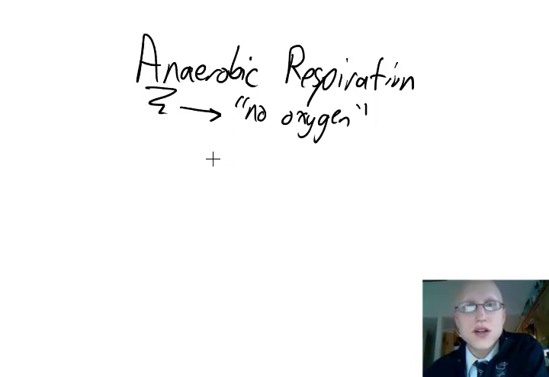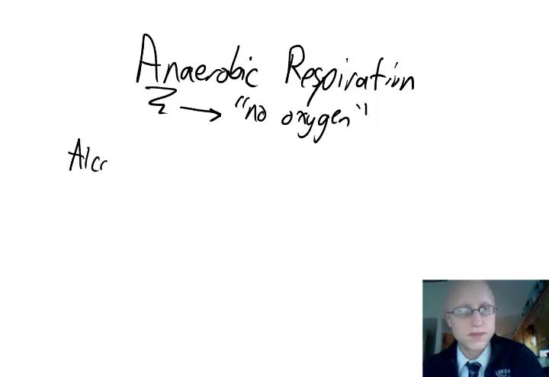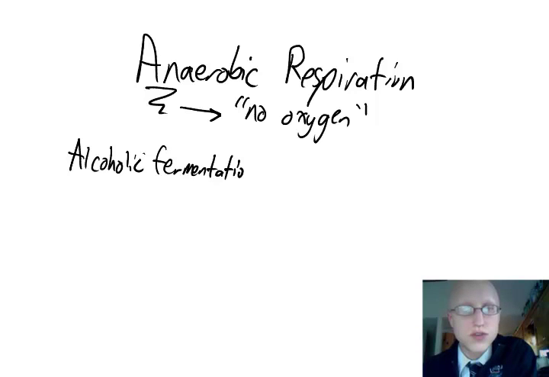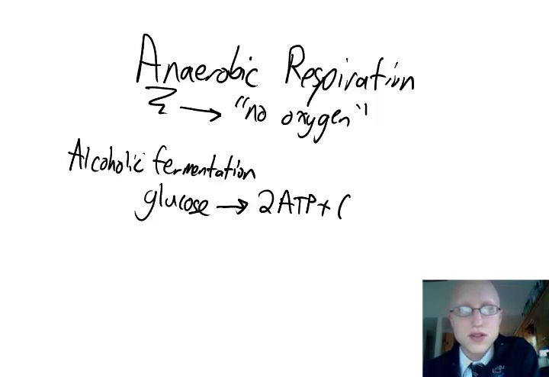Anaerobic respiration comes in two flavors, if you will. One is alcoholic fermentation. And this is most familiar to everyone in the process of making beer. Alcoholic fermentation is used making beer. It involves glucose being made into 2 ATP plus CO2 plus alcohol, which ethanol is the alcohol made here.